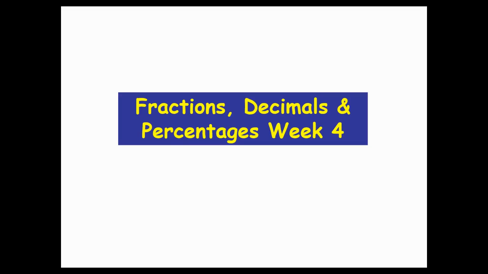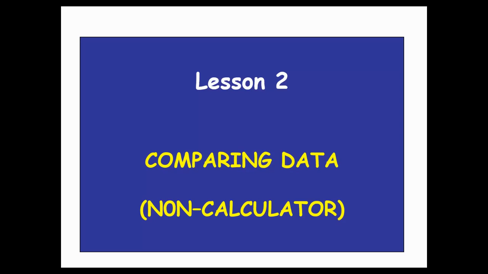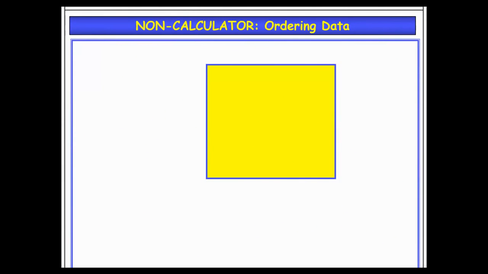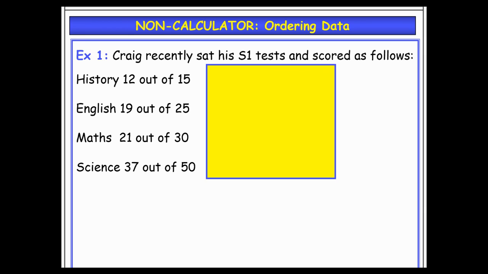Okay, so now we're going to do the last part of this week, which is ordering scores and data. We're going to do a little one that's non-calculator and then go to calculators. What if I said to you that Craig recently sat his first year test and scored as follows? There's his history, his English, his maths and his science scores.